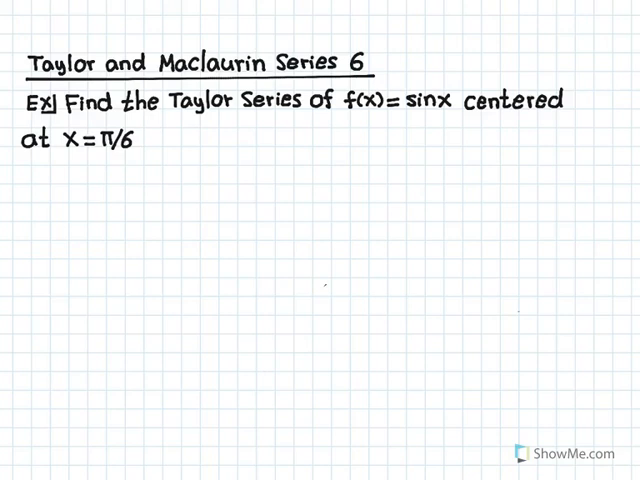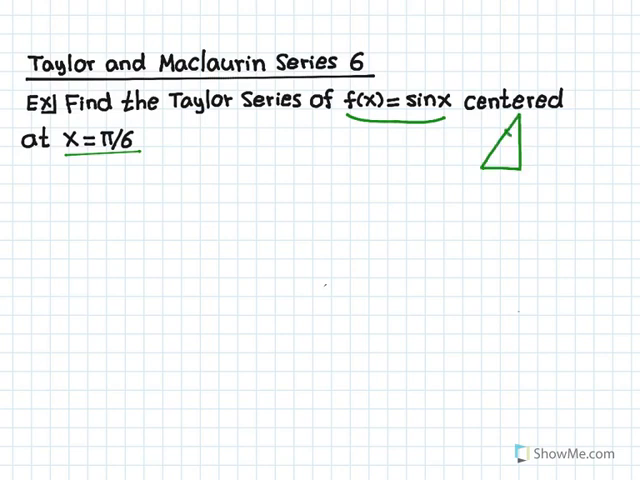In this video, we're going to look at finding the Taylor series of f of x is equal to sine x centered at x equals pi over 6. Let's start by taking some derivatives. But before doing that, we're going to need a special triangle. So we need the 30, 60, 90 triangle.